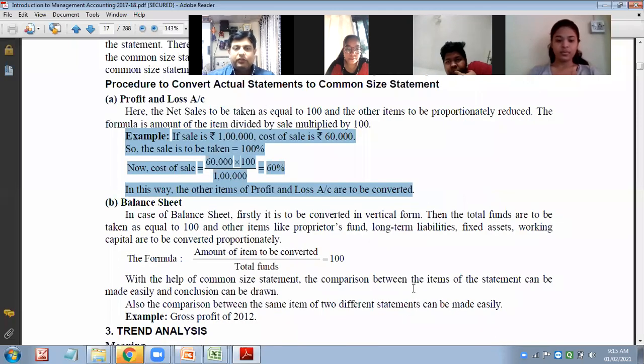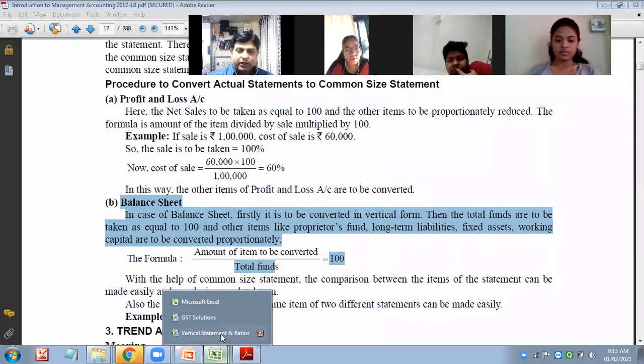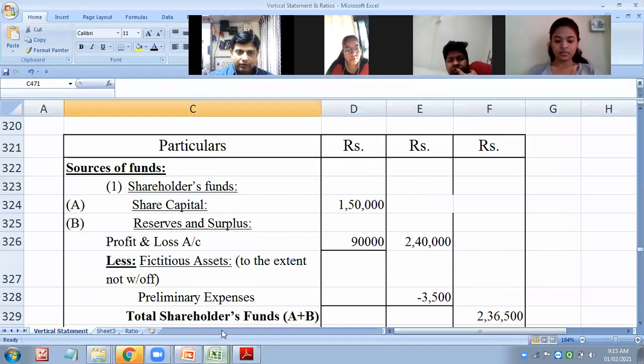Similarly, if there is a balance sheet, then total funds employed are to be considered as common size 100 and all the rest of the items to be compared with respect to that. So let us take our own example, which we have seen.